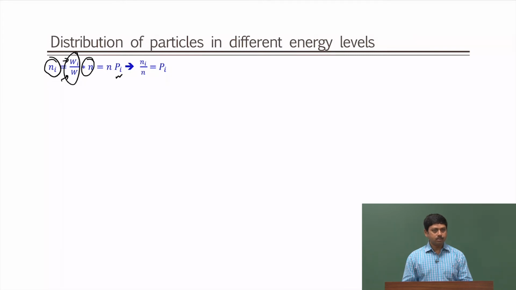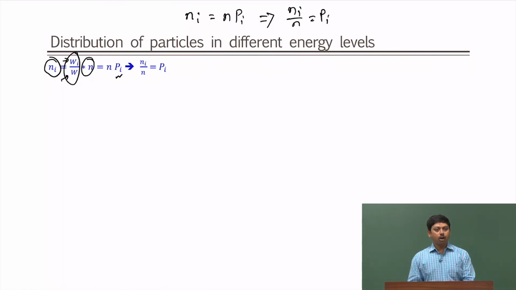Is it clear? I will write it again here: n i equals n into P i, which means n i by n is P i. So, the probability of a particular state i, the ith energy state, to be occupied is n i by n. It is given by the number of particles in the ith energy level, divided by the total number of particles, where n is the total number of particles. How did I get that? We got that by calculating the number of microstates corresponding to the particle having ith energy, divided by the total number of microstates. So basically, n i by n is nothing but W i by W.